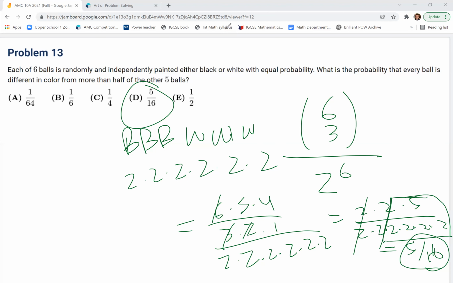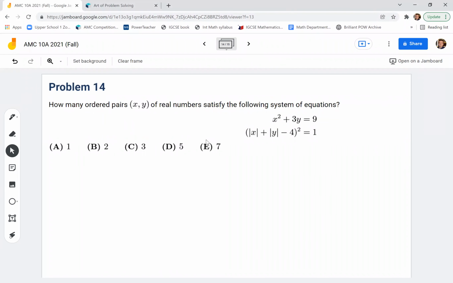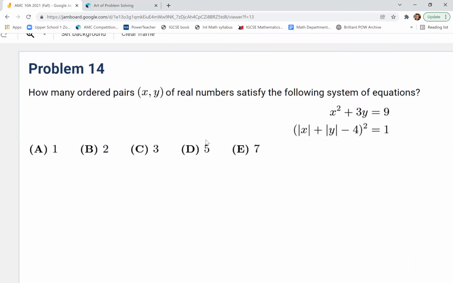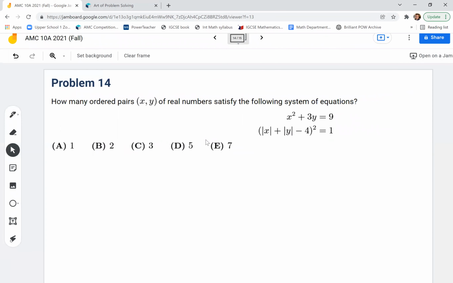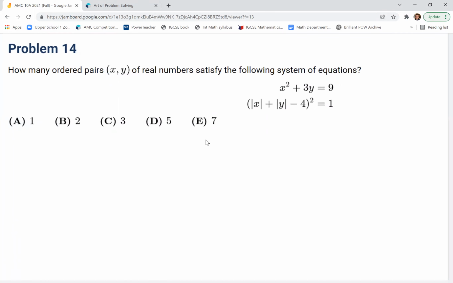Okay, let's look at number 14. How many ordered pairs x, y of real numbers satisfy the following system of equations? Okay, so we have this system of equations. We're looking for ordered pairs of real numbers that are on both of these equations.